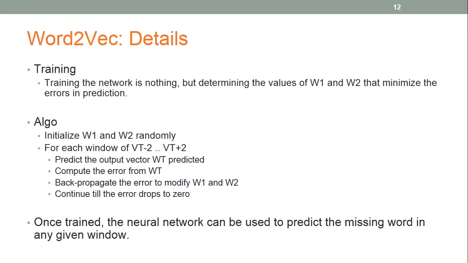So essentially, when this network is completely trained, it can be used to predict the missing word in any given window. In fact, it is ready to face unseen data as well. So if we put in a new window of four context words and an unseen word, it can predict that as well.